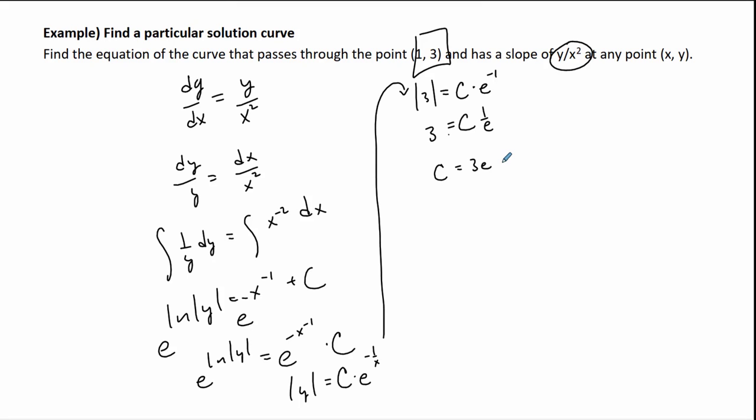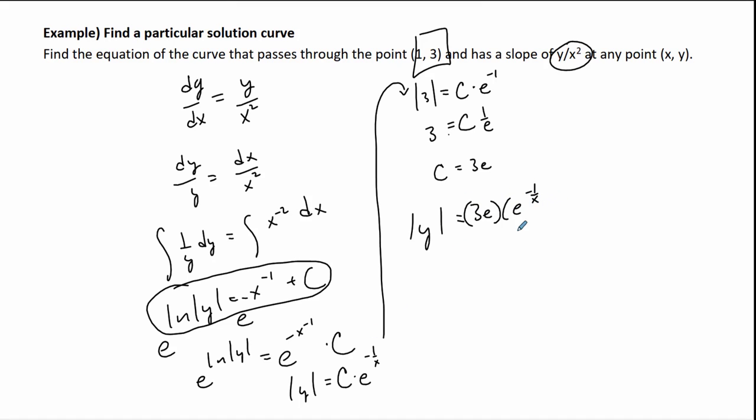I guess I could have done it with the other one, plugging in right here, but I don't know if that was going to work out really nicely. It might have. I bet it probably would have, because I would have had to do e anyway. But it's kind of trial and error a little bit. So now I want to solve for y. Absolute value of y is equal to 3e, that's the C, times e to the negative 1 over x. Then really, you get the plus or minus in front, but that's okay. So really, it's just y is equal to 3e times e to the negative 1 over x.